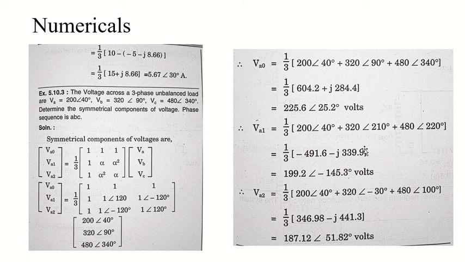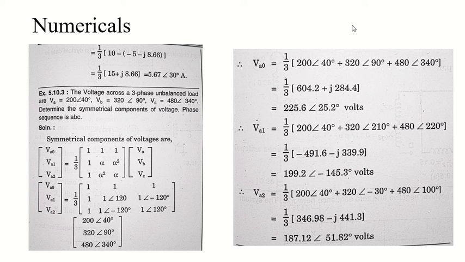Now let's see this third one. This one is for the voltage. It says the voltage across a three-phase unbalanced load are VA equal to 240 at angle 40 degrees, VB is equal to 320 at 90 degrees, and VC is equal to 480 at 340 degrees. And we have to determine the symmetrical components of voltage this time. They have also given the phase sequence, which is ABC basically.